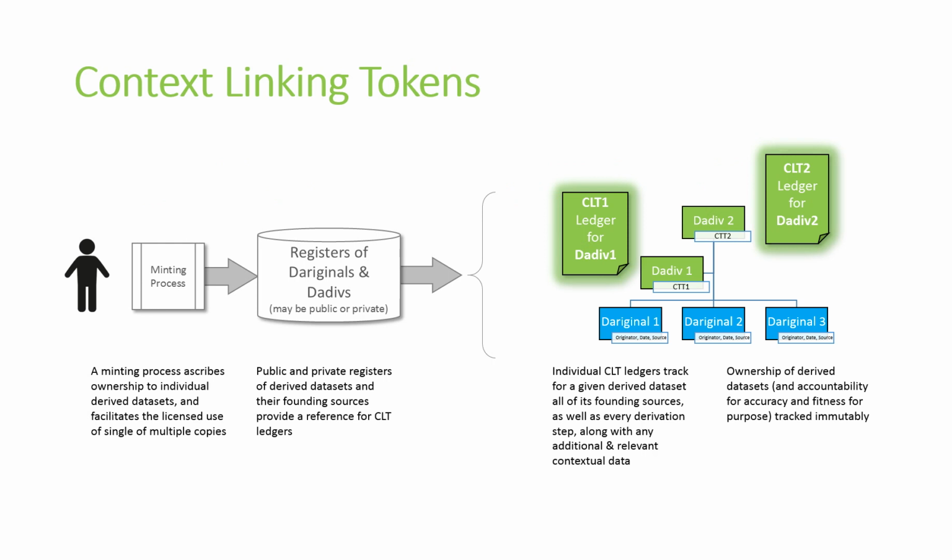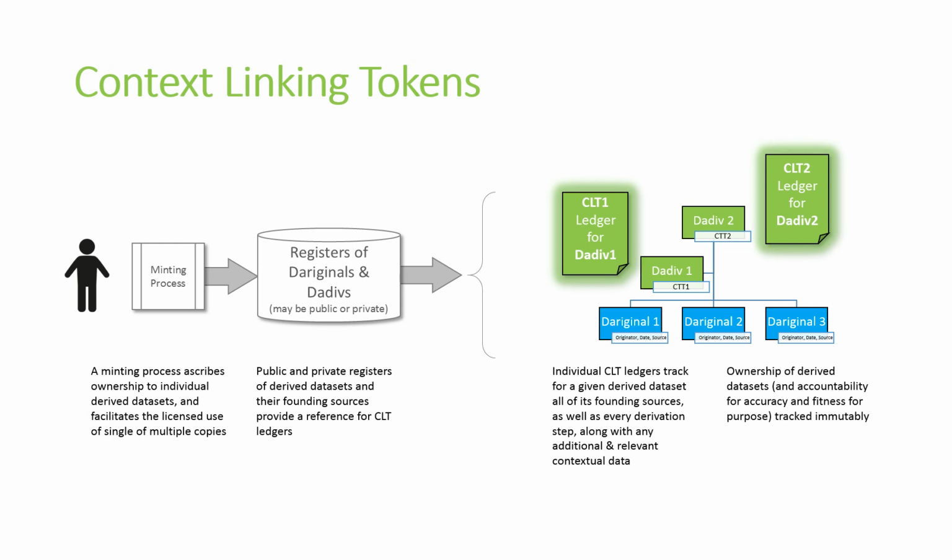In closing, we remind you of context linking tokens. The process entails minting ownership to individual derived datasets, and it facilitates the licensed use of single or multiple copies thereof. Context linking tokens are stored in registers of deriginals and datives. These may be public or private, and they form the basis of the ledgers for each of the derived datasets.